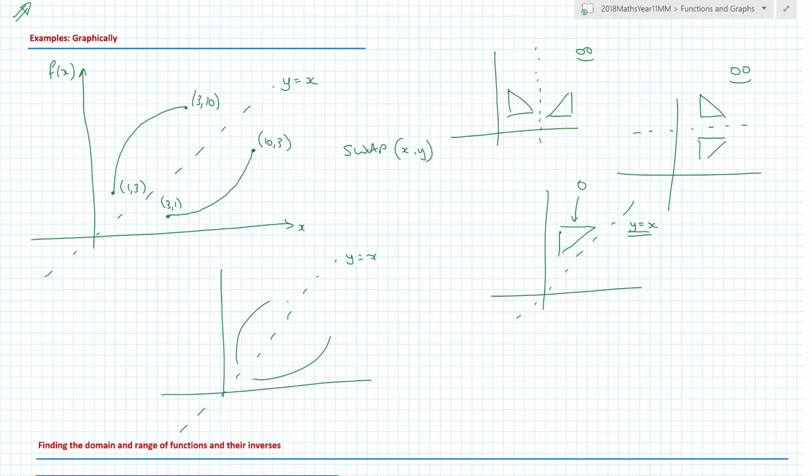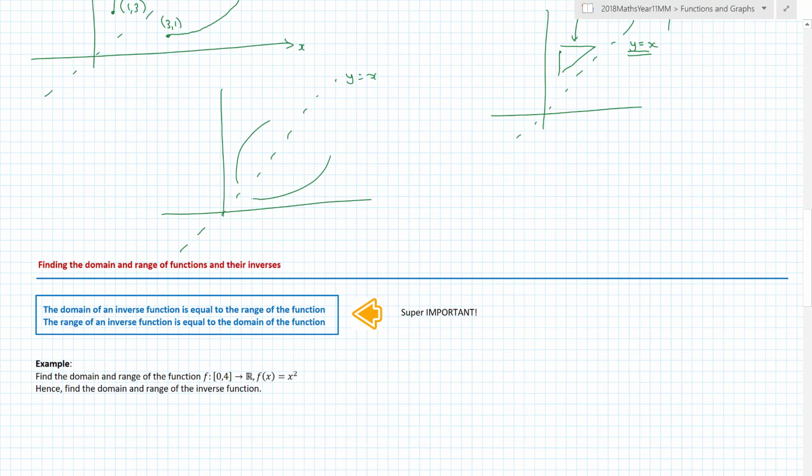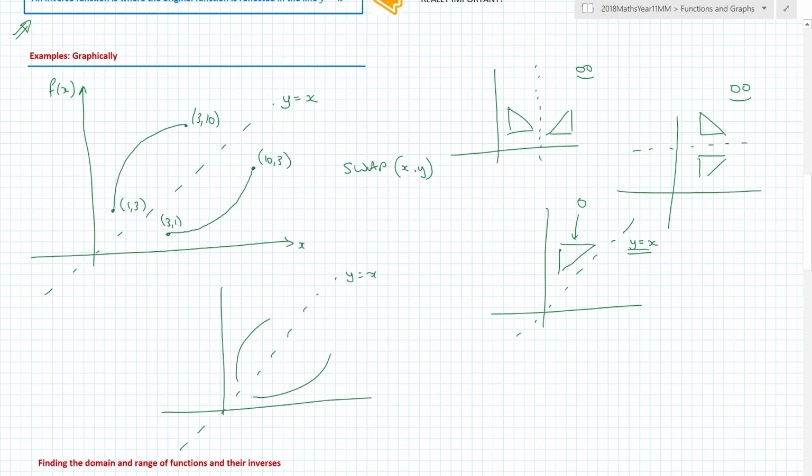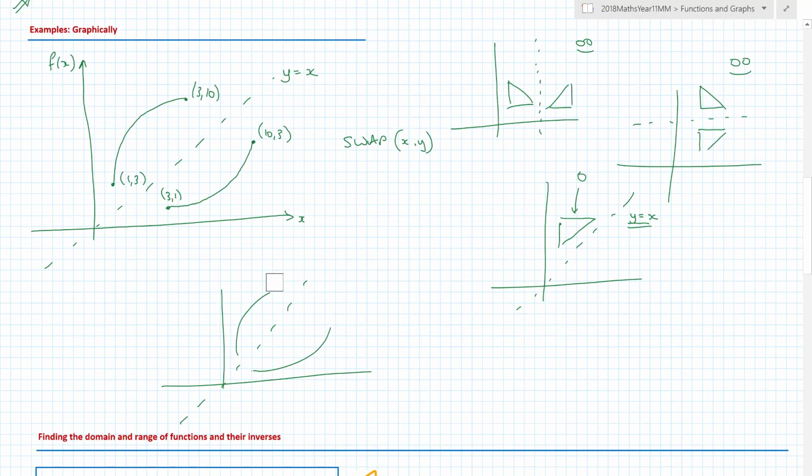Having got that information, how on earth do we find the domain and range of the functions and their inverses? Well, I'm going to go back to this diagram here. Let's rub this out and give myself some space. Look at, let's call it line A, and line B, let's say that's its inverse. Looking at line A, what is the domain?